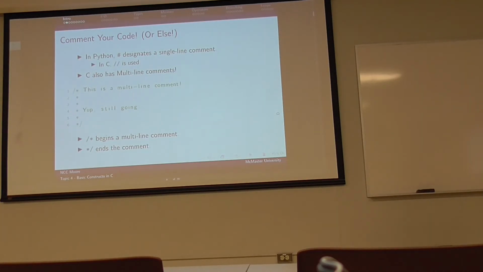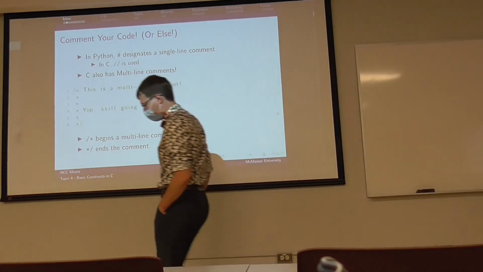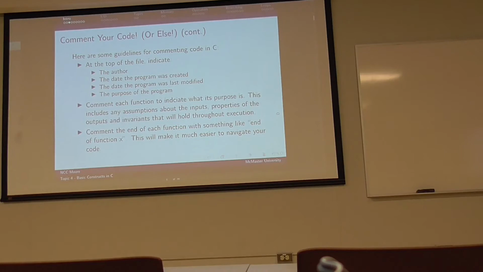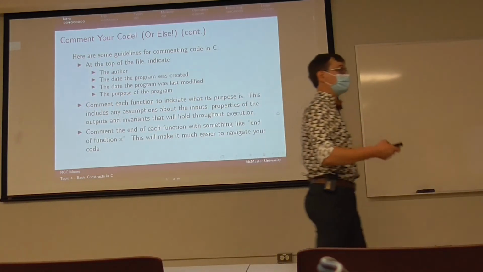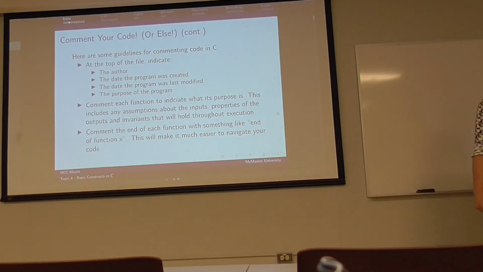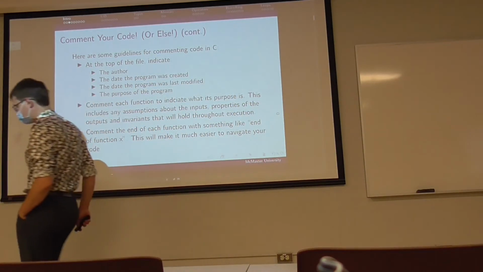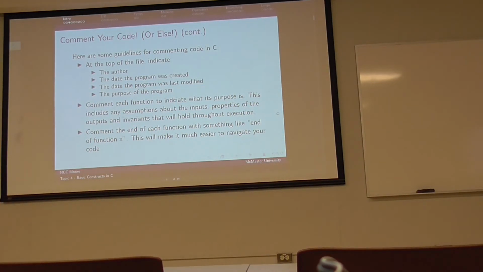But it's entirely up to you. We'll be talking about what is and isn't appropriate to comment on when we talk a little bit more about documentation. But here are some guidelines. Things that it's nice to include: at the top of the file, the author of the program, the date of the program's creation, the date of the program's last modification, and the purpose of the program.